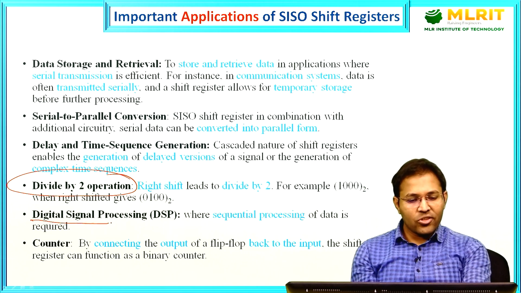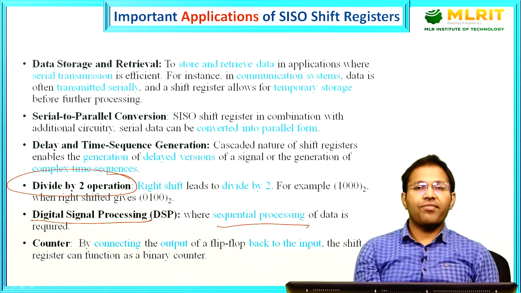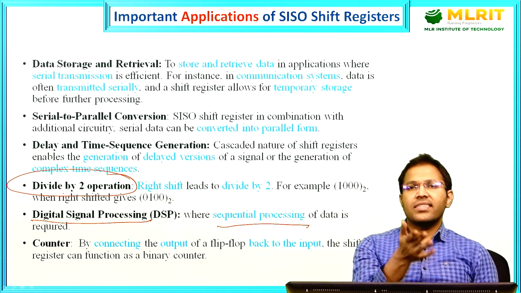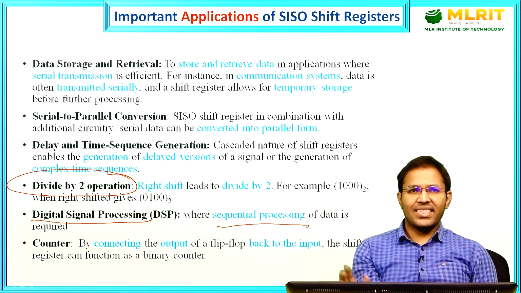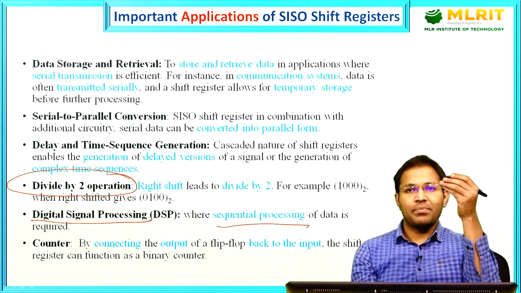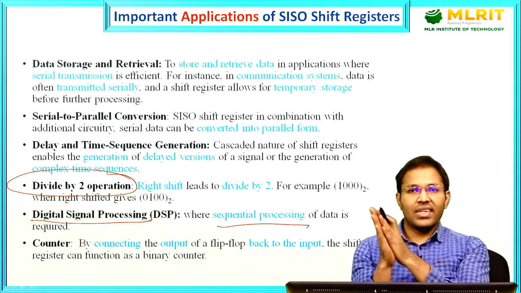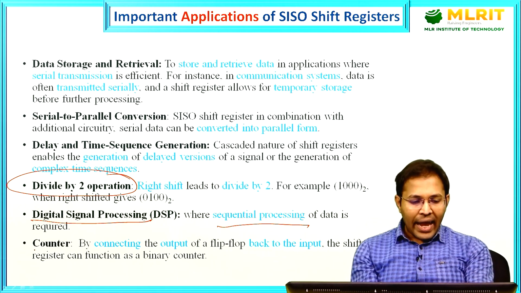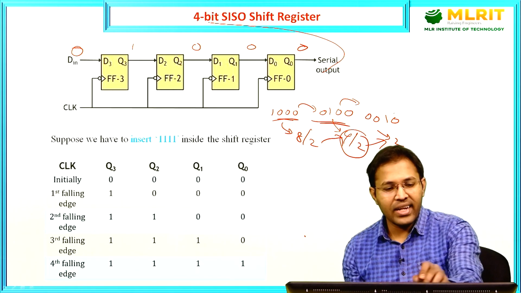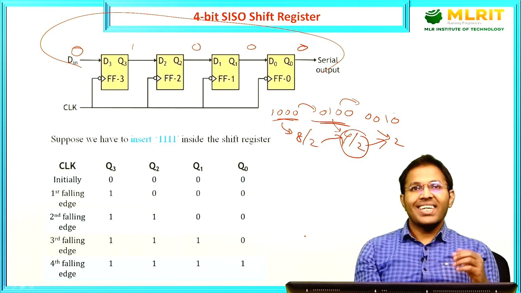Next, it is also useful in digital signal processing where sequential processing of data is required. You want to process the data one after the other. Processing could be addition, multiplication, filtering, any digital signal processing. Because the data is entered serially and serially it is outputted, you can sequentially process the data. And what you can do is, you can have some interesting feedback connections.